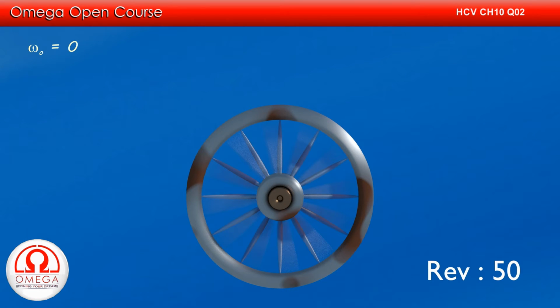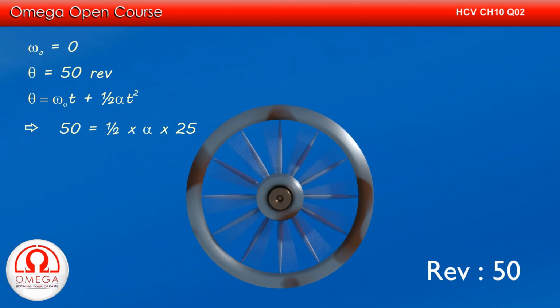In this situation, the initial angular speed is 0 and the angular displacement is 50 revolutions. From the second equation of motion, we get displacement is equal to initial velocity into time plus half into acceleration into time square. Putting the values, we get 50 is equal to half into alpha into 25. Simplifying, we get alpha is equal to 4 revolutions per second square. This is the answer to the first part of the question.